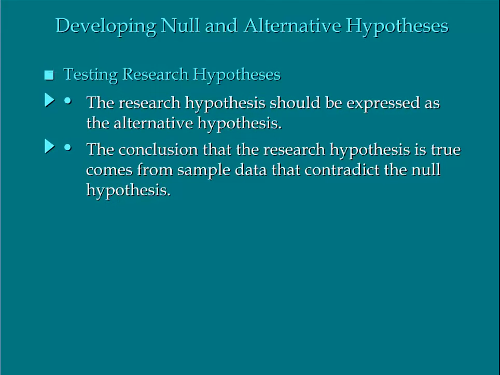So let me just read that again. The conclusion that the research hypothesis is true comes from the sample data that contradicts the null hypothesis. Otherwise, if you look at it the other way around, if it's false, the sample data does not contradict the null hypothesis.